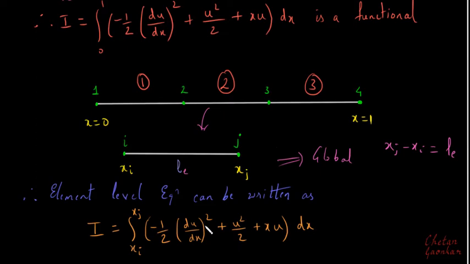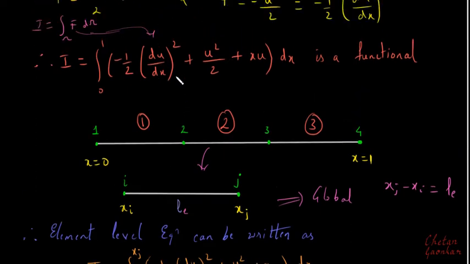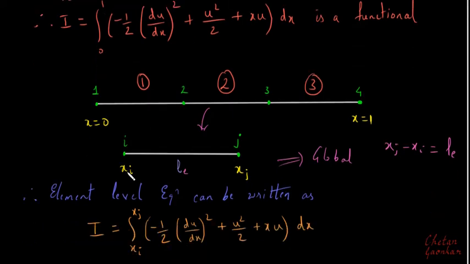So the only thing we have to do is, if I want to apply this functional to this element, I need to change the domain, which was earlier from 0 to 1, to xi to xj, because this equation is applicable only to this element. And that is how we solve the problems in finite element method.